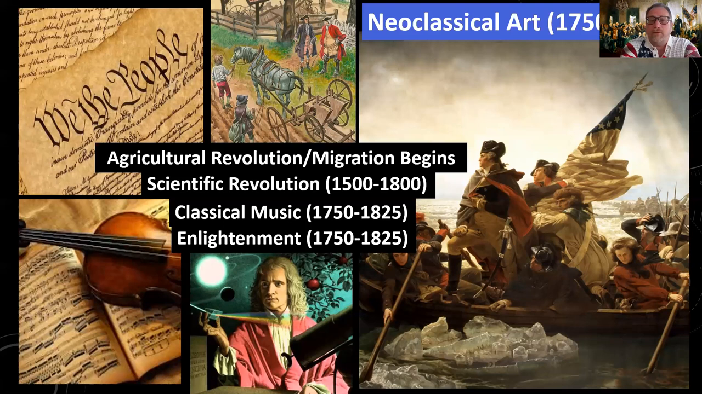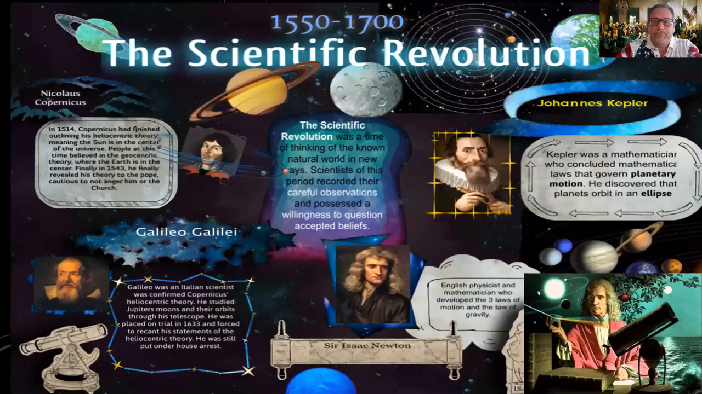We're going to go through the Scientific Revolution, and we're nearly at the end of it, but all the transformations and changes in how we do things are going to transform the way we think about the world. And that goes from 1500 to 1800. We're going to have classical music from 1750 to 1825, and the philosophy behind the Enlightenment and the belief in individual rights, God-given rights, also from the exact same time period.